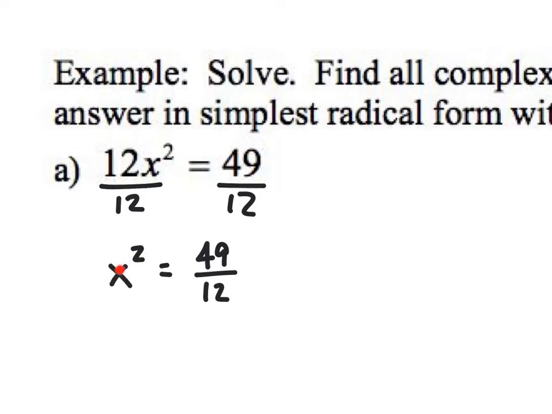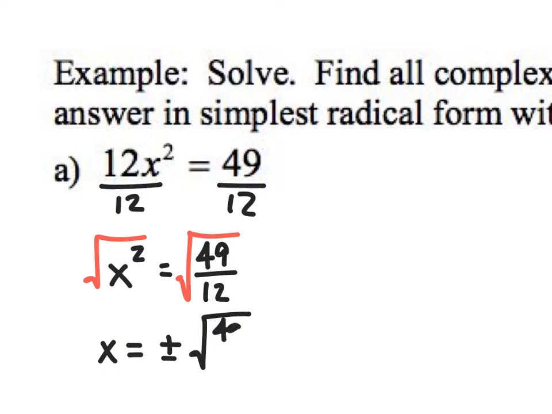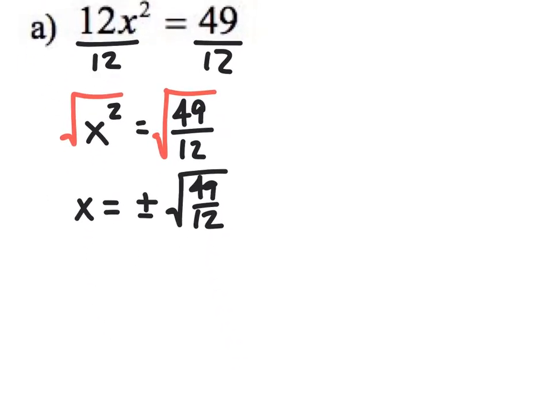I have something squared on the left side and a number on the right, okay? So I'm going to take the square root of both sides, and I get that x is equal to plus or minus the square root of 49 over 12. Now, this is a number, but we want to simplify this, okay? This is technically your answer, but this isn't in proper form.